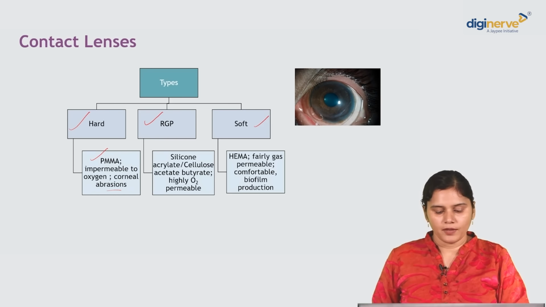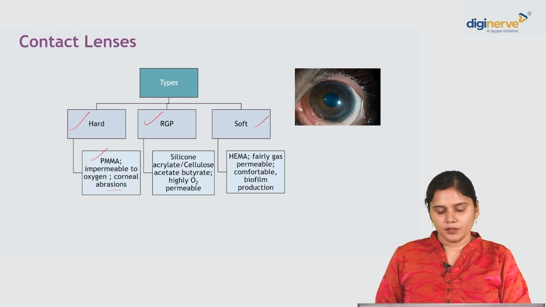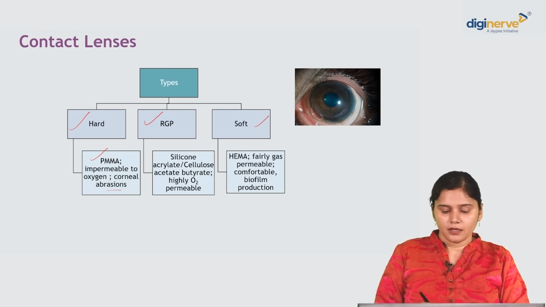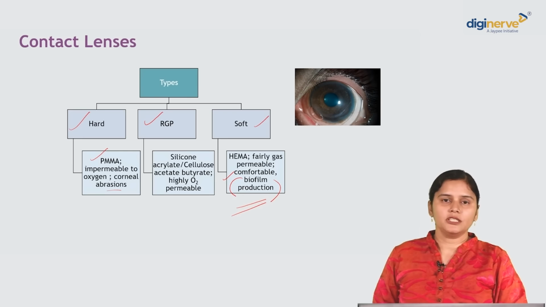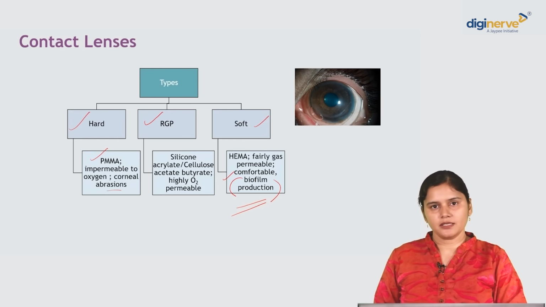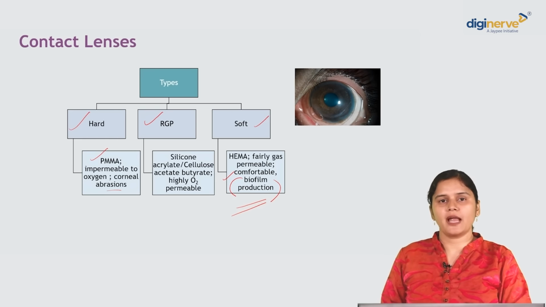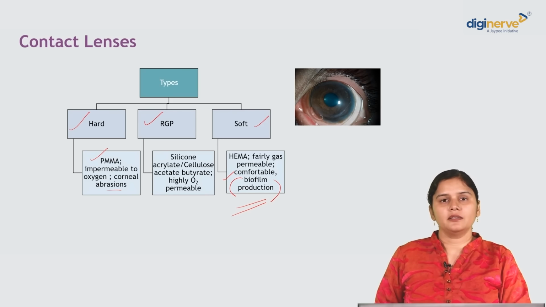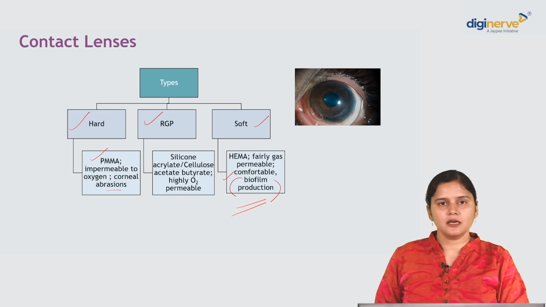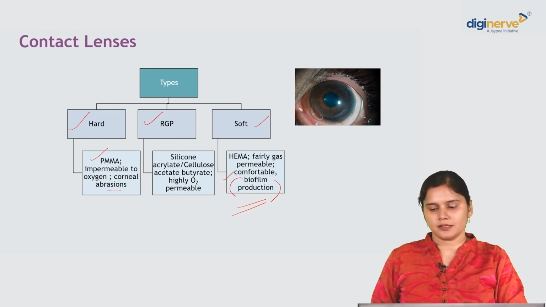Soft contact lenses are the ones that are readily available for wearing in each refractive error. They are made of HEMA, hydroxyethyl methacrylate. They are fairly gas permeable. They are comfortable for wearing. People can wear it themselves at home. But there is biofilm production that can occur on the soft contact lenses if the contact lens solutions are not properly used, if the hand washing is not properly done. It is important that when you are using contact lenses, hand washing and the technique of putting contact lenses is learned before starting to use contact lenses.